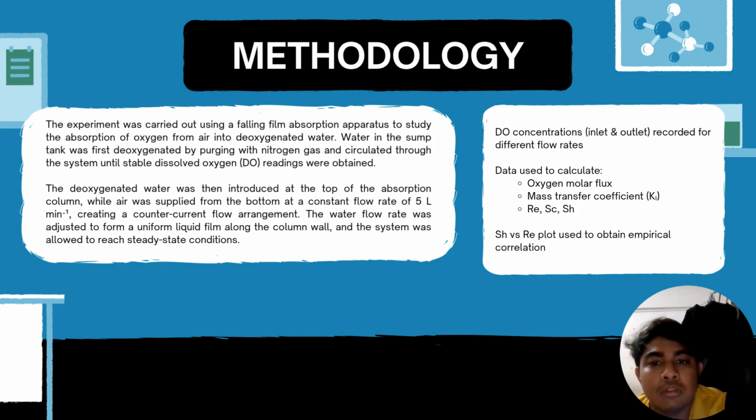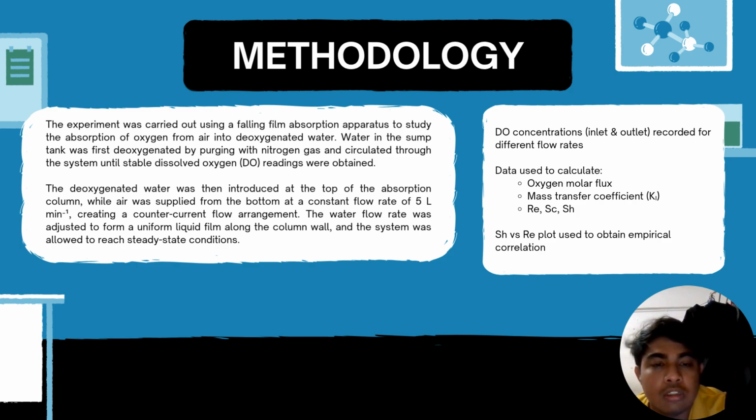The oxygenated water was then introduced at the top of the absorption column, while air was supplied from the bottom at a constant flow rate of 5 liters per minute, creating a countercurrent flow arrangement. The water flow rate was adjusted to form a uniform liquid film along the column wall, and the system was allowed to reach steady-state condition.